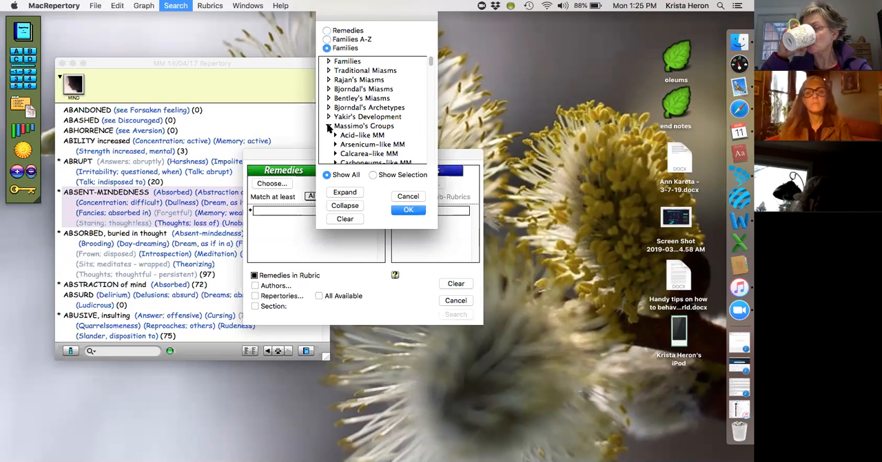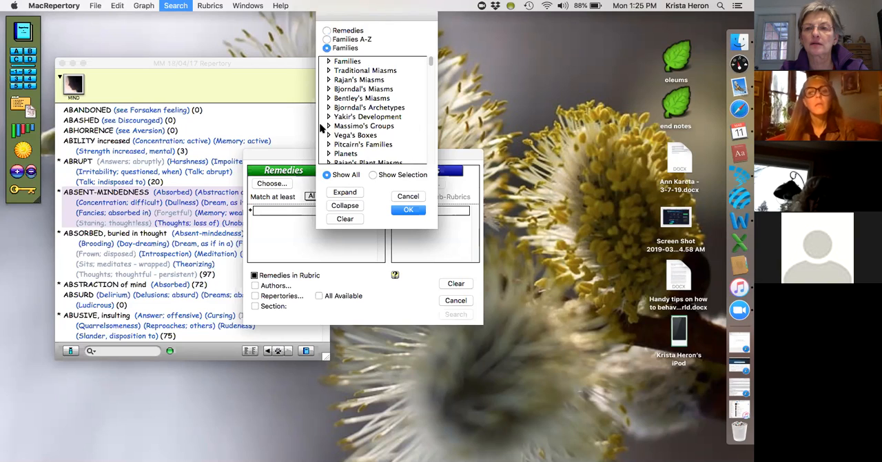So does everyone look like mine, where it says acid-like? Yep. Dot, are you there? Okay, Massimo's groups, so you've dropped down? Oh, it's not dropping down though. Just click on the little arrow, the little triangle. See how I'm exactly on the arrow? Don't click on Massimo's groups, but click on the little triangle.